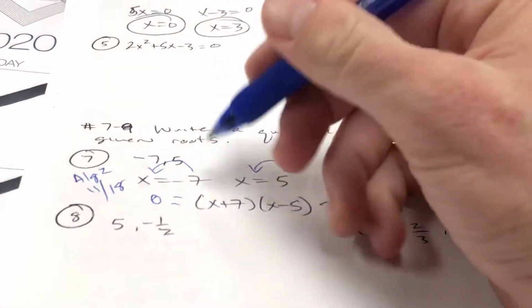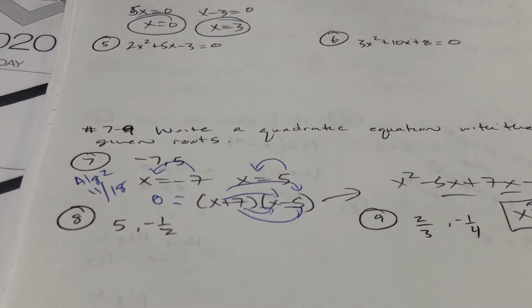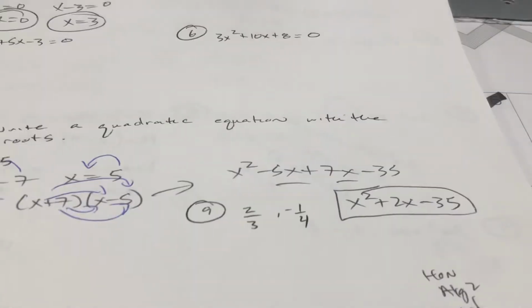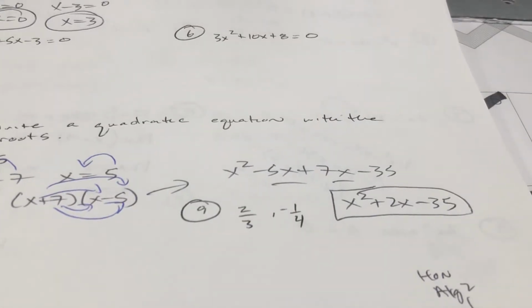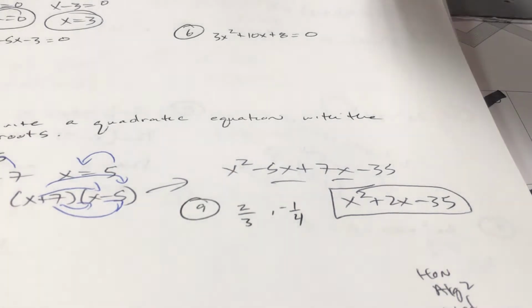So now I'm going to get rid of the equals 0 part. I'm just going to FOIL here. X squared minus 5x plus 7x minus 35. Combine the like terms, the middle terms there. We get x squared plus 2x minus 35 is my quadratic.